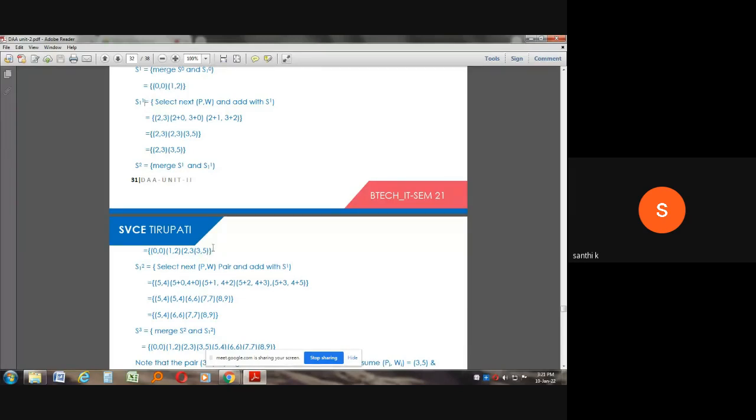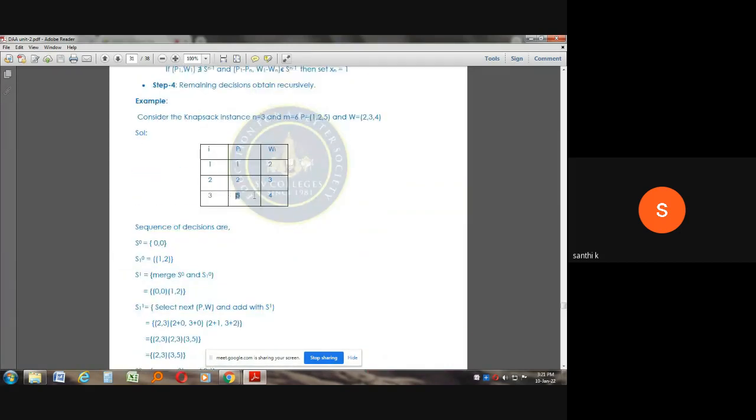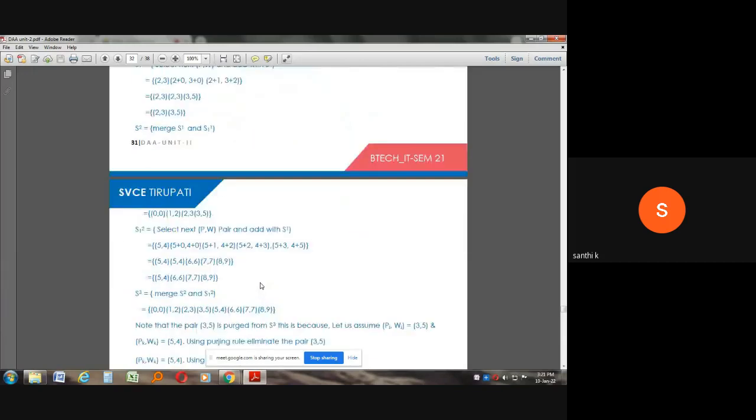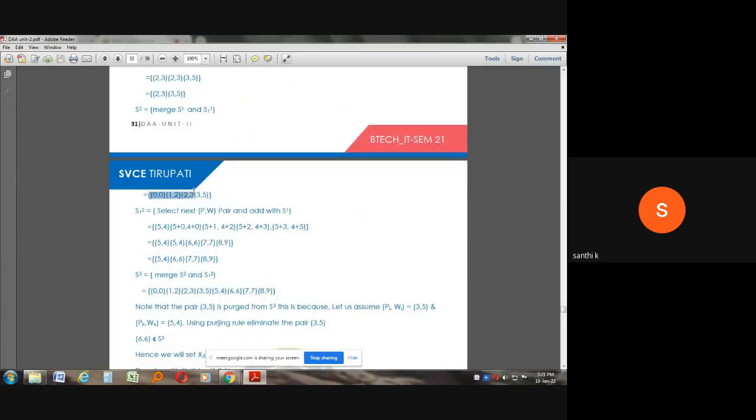Now we have one more object, the third object. So for S1^2, you have to put the third object in the knapsack. The values of the third object are 5 and 4. So now you have to add (5, 4) to these 4 tuples.